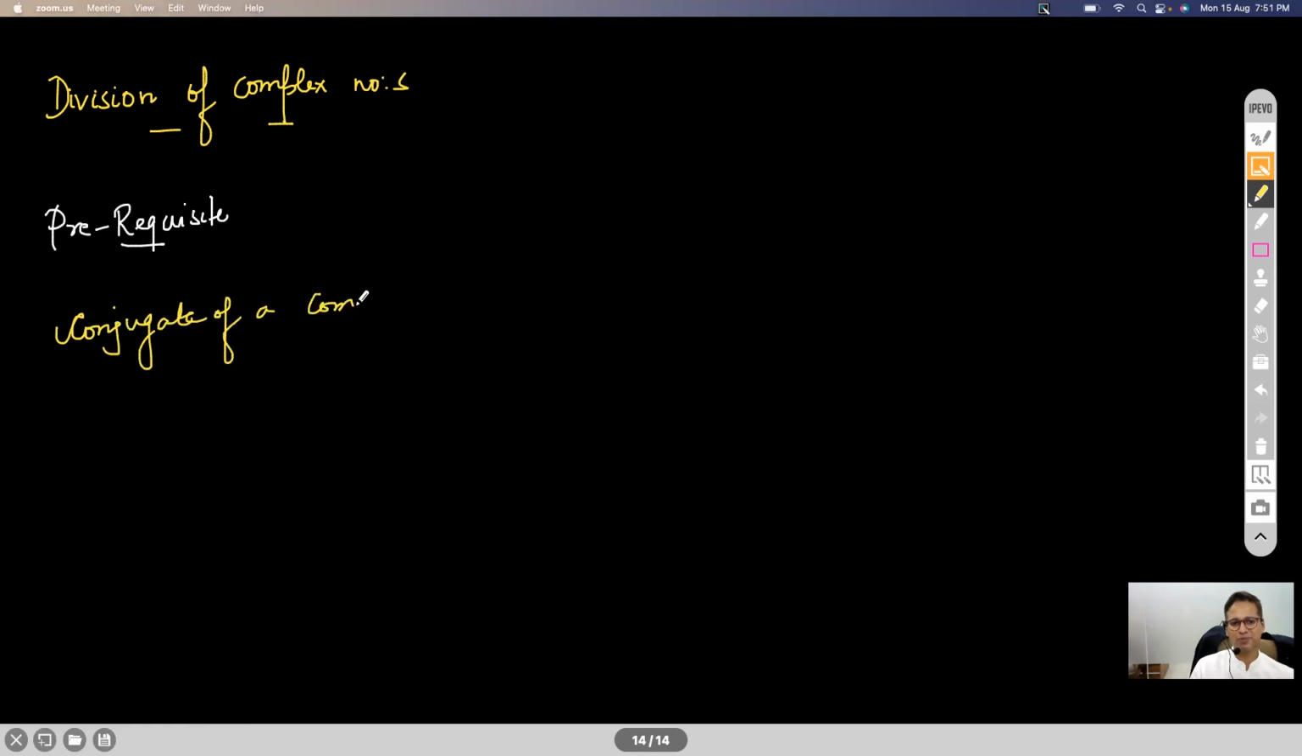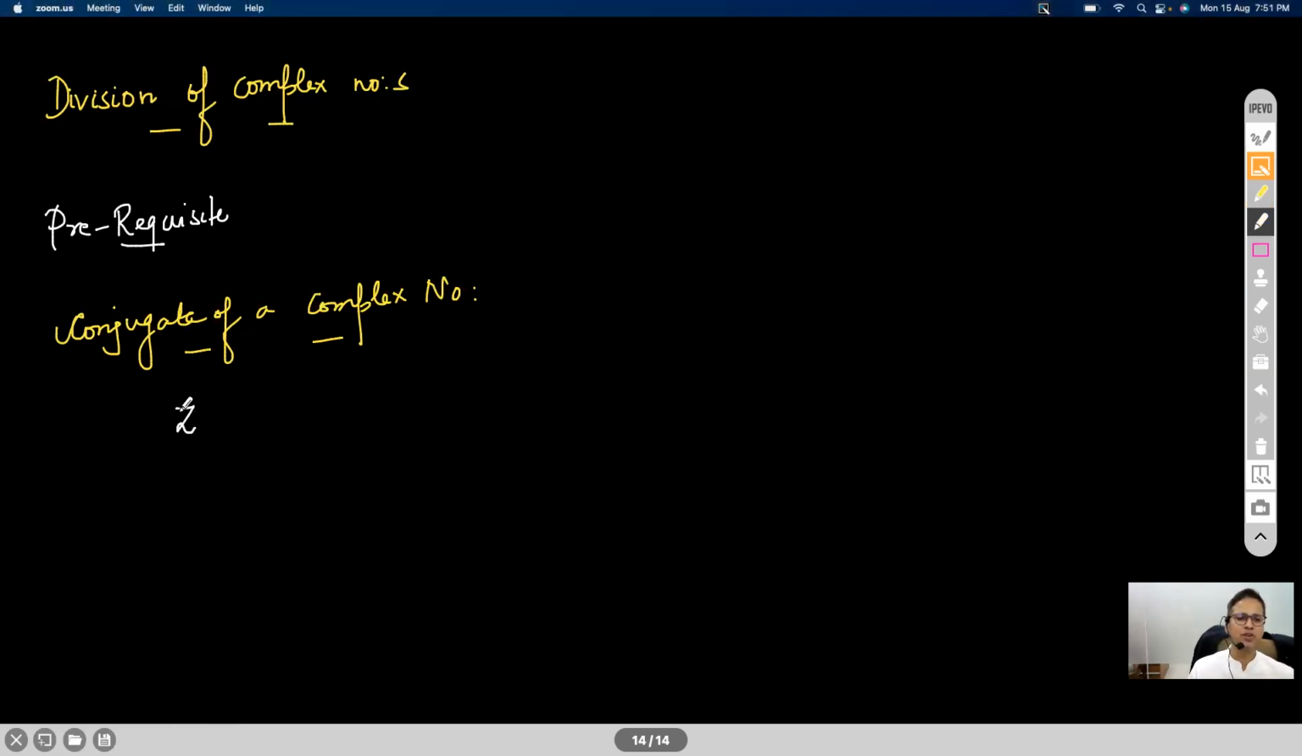Conjugate of a complex number, because this is very important. Without conjugate, we will not be able to find out the division operation. So what's the conjugate of a complex number? First of all, conjugate of Z is written as Z bar. In many international books, they will also write it as Z star. But since in the Indian curriculum, this is the notation that we use, Z bar.